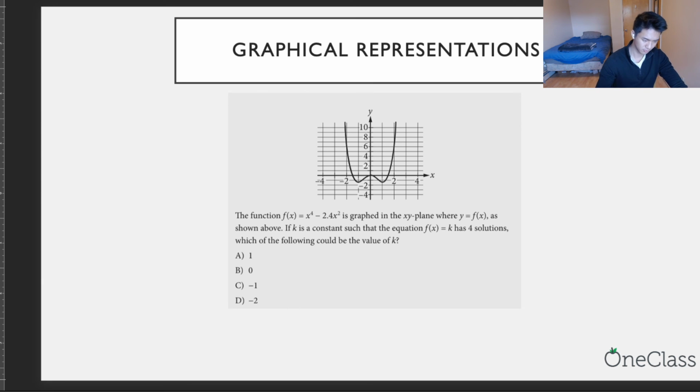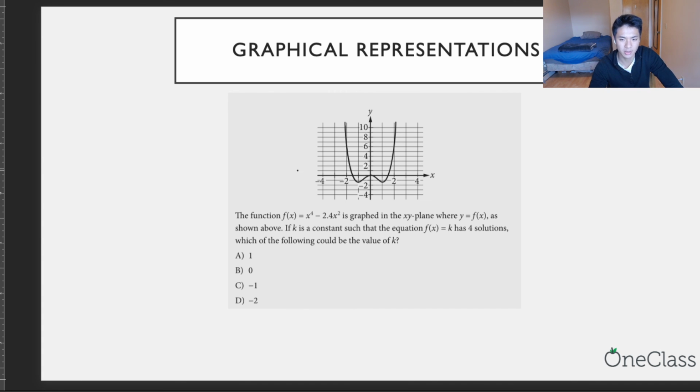Okay, the next thing that we're going to be tested on is knowledge of systems of equations in the context of a graph. So here we have a function equal to x to the power of 4 minus 2.4x squared, where y equals f of x as shown above. If k is a constant such that the equation f of x equals k has 4 solutions, which of the following could be the value of k?